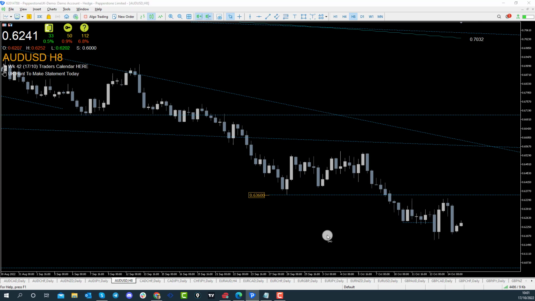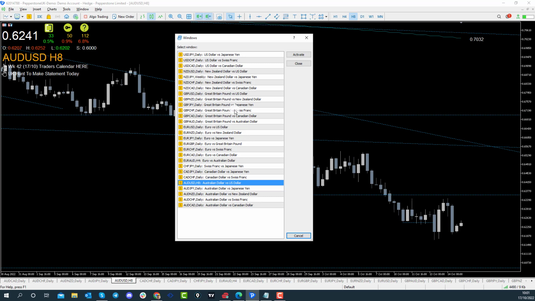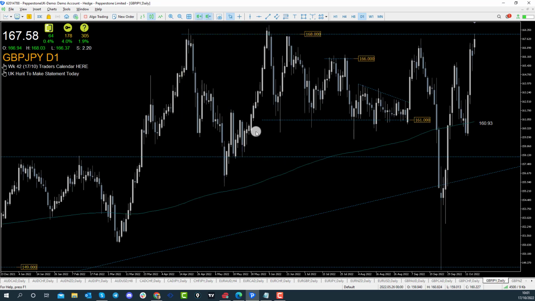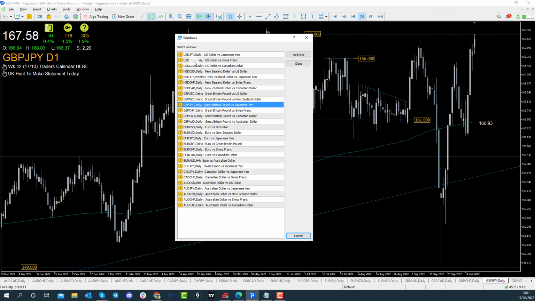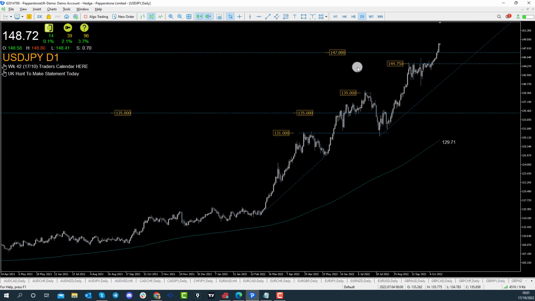That completes our Australian dollar pairs. So let's go to our other pairs of interest then. We're going to take a look at pound yen. So we're going to head over to the yens. Actually, we'll change my mind. I'm going to go to dollar yen first because dollar yen is our major currency. So we're going to flip over to dollar yen because we've had some significant developments here.